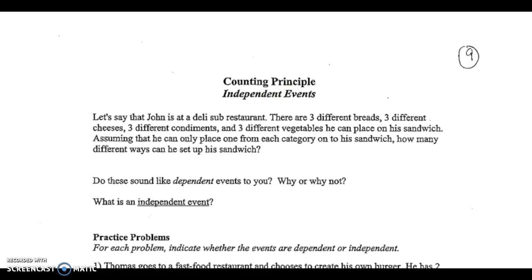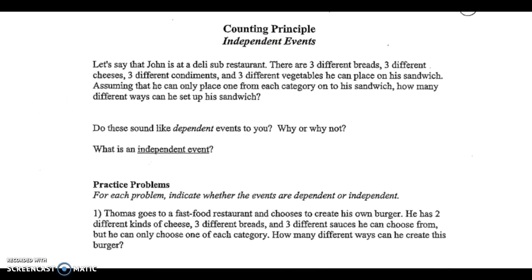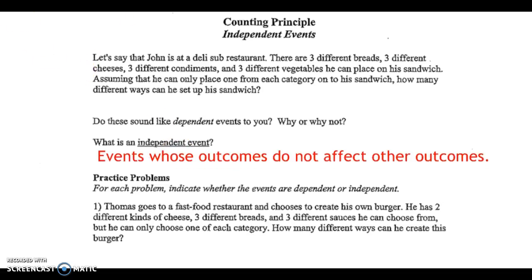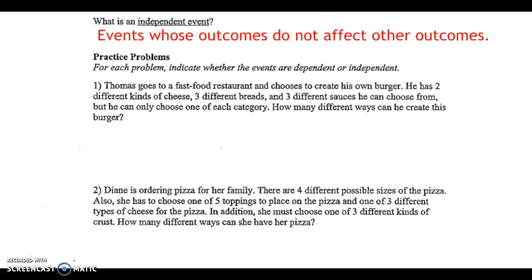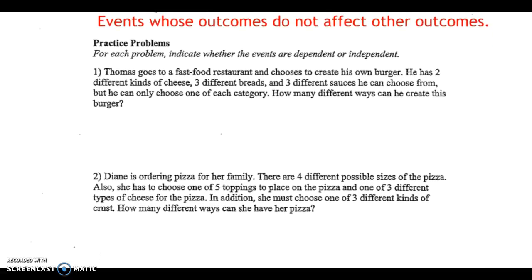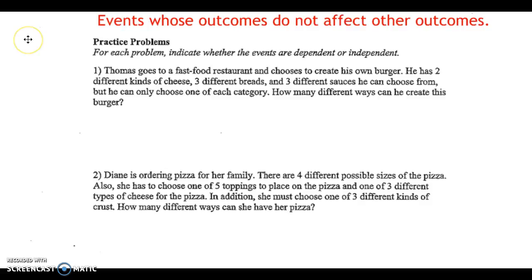On the next page, it talks about independent events, which, as you recall from the previous video, are events that do not affect each other's outcomes. So, in other words, an independent event is an event that does not affect other outcomes. For the practice problems, it asks you to indicate whether the events are independent or dependent. Pause the video, and I will give you the answers in a moment.